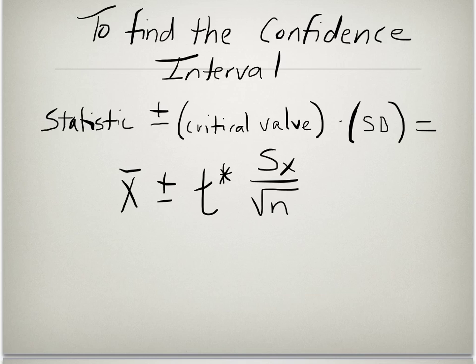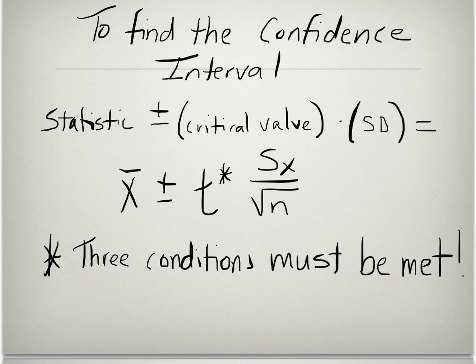To construct a confidence interval, we will replace the standard deviation, which is the population standard deviation divided by square root of n, by the mean of its standard error. We'll use critical values from the t-distribution with n-1 degrees of freedom in place of the z critical values. That is, the statistic plus or minus the critical value times the standard deviation will equal the sample mean plus or minus the t-score times the sample standard deviation divided by the square root of our sample size.